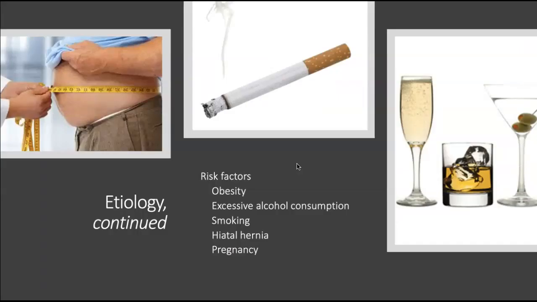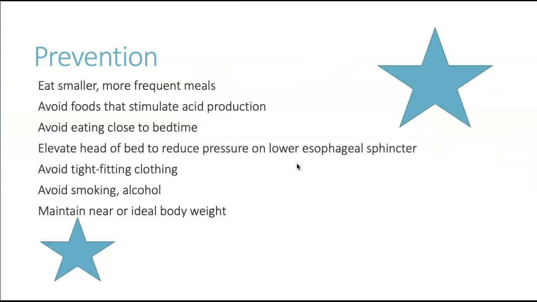Other risk factors include obesity, because of the pressure that's caused in the stomach area. Excessive alcohol consumption can cause that sphincter to be too relaxed. Smoking, a hiatal hernia, and that's the hernia right there at the diaphragm, and pregnancy. Pregnancy is typically just because there's more pressure in the stomach because it has to make room for the fetus. It puts more pressure on the stomach contents, which can cause those contents to back up into the esophagus.